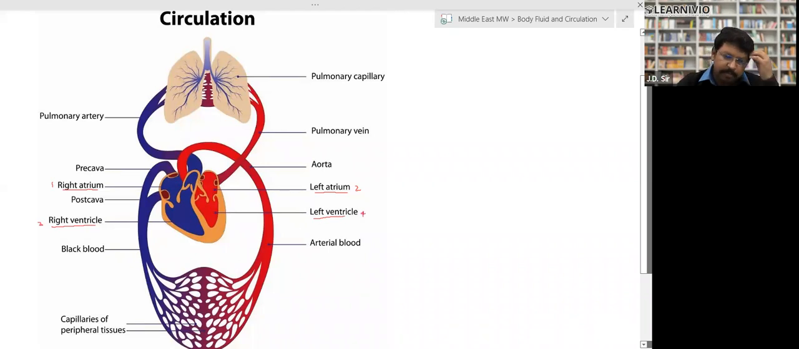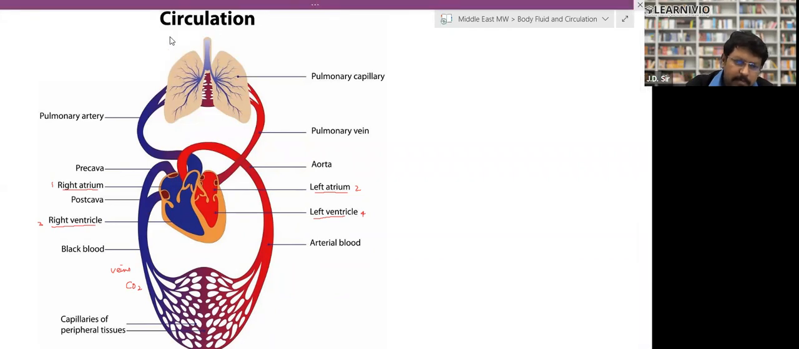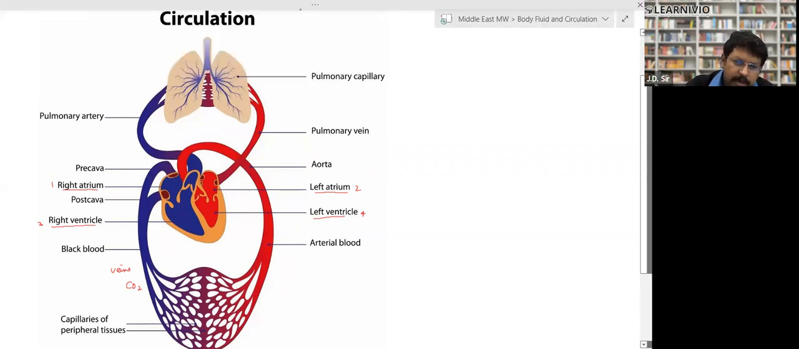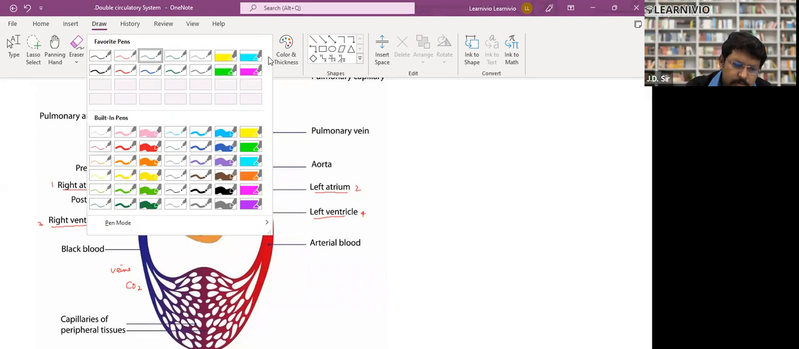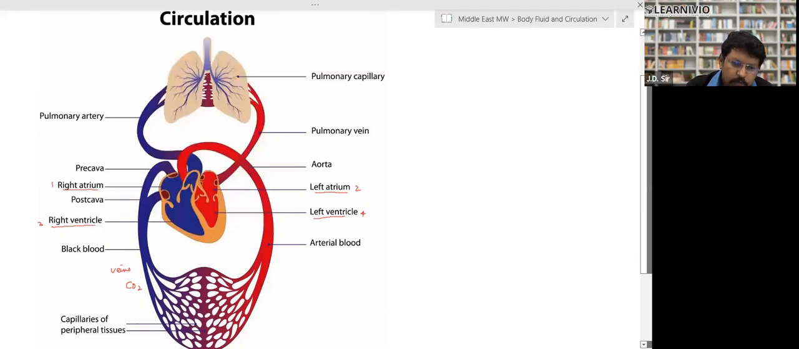Right? What happens? Deoxygenated blood is collected from the peripheral tissues and capillaries. It is collected by the veins, and with the help of veins, blood goes to the heart and reaches the right atrium. Look, from the right atrium, the deoxygenated blood moves into the right ventricle.